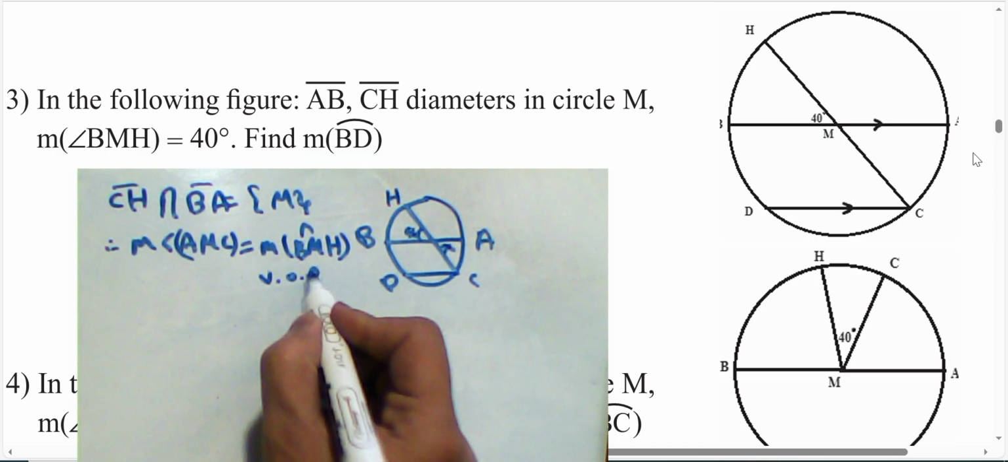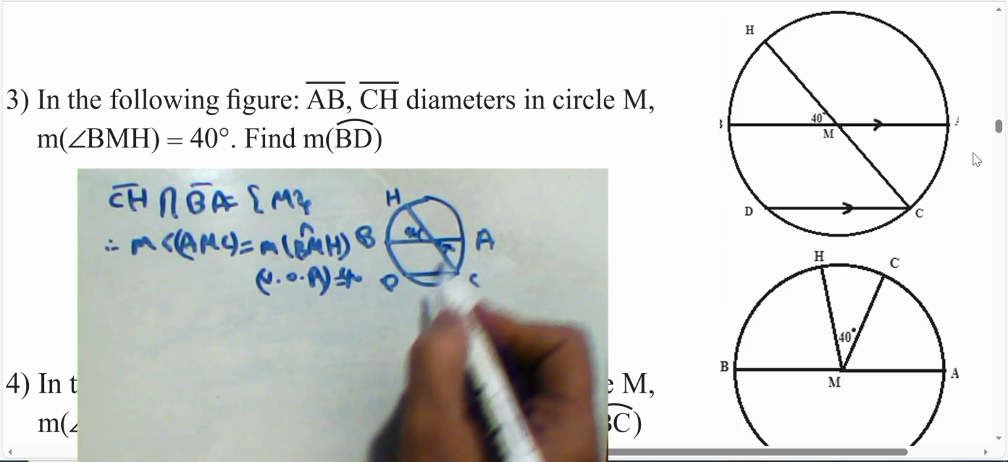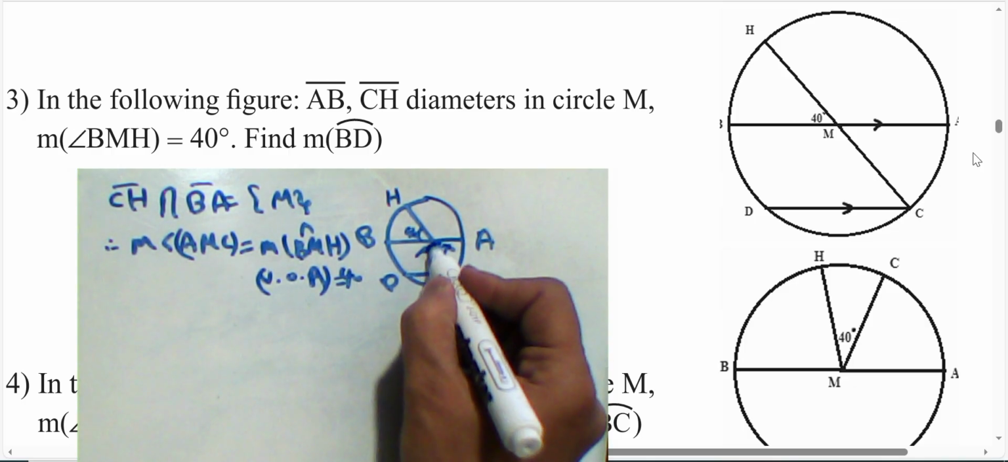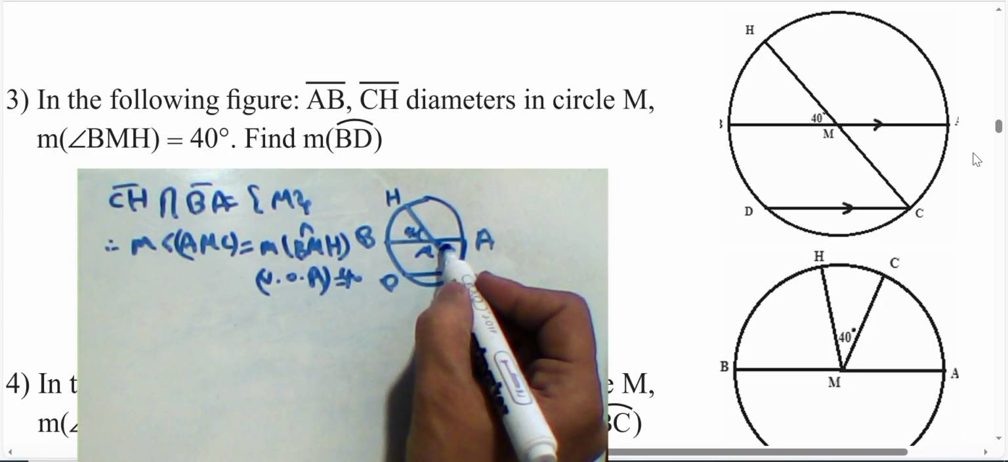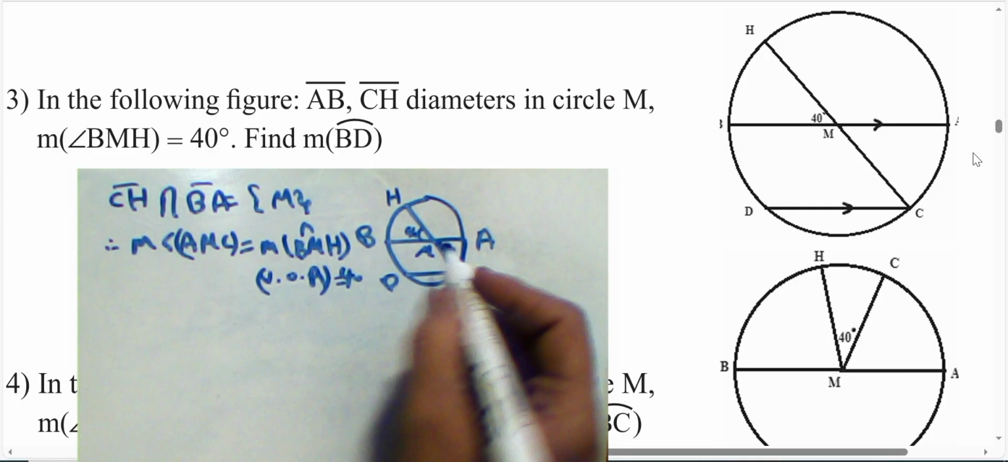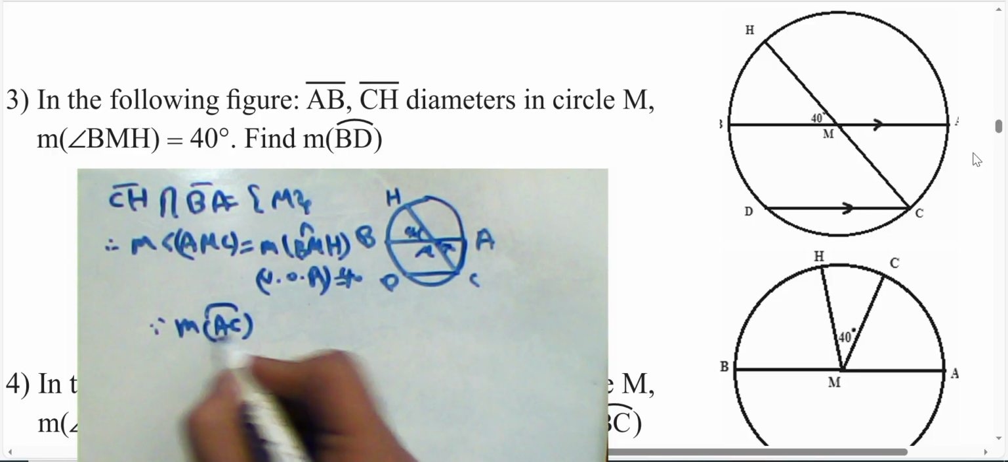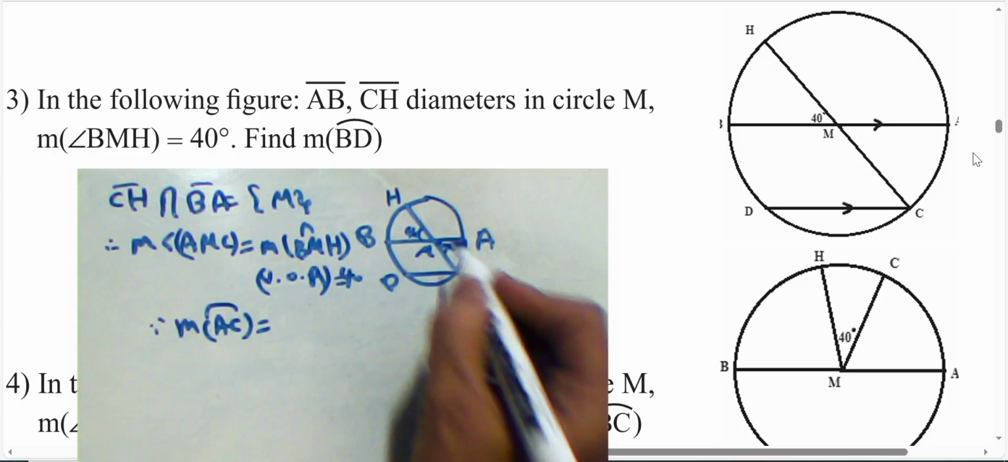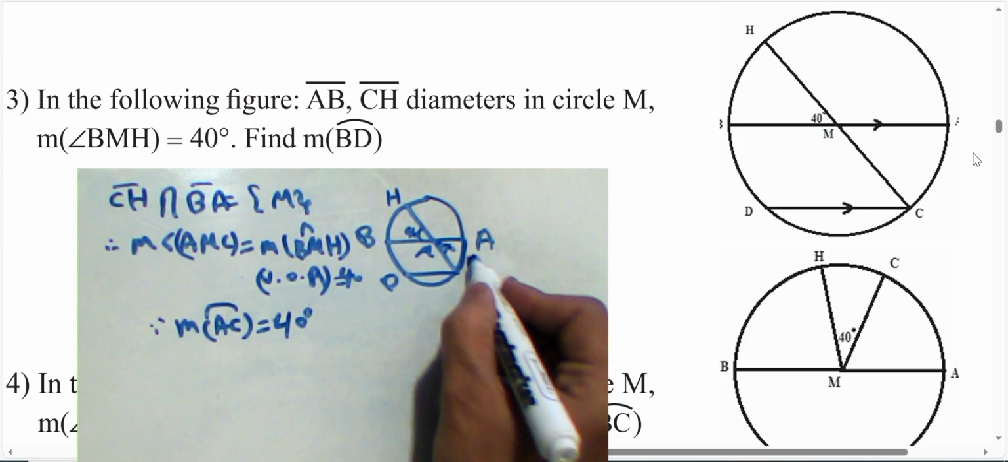Vertical opposite angles, understood? It will be 40 degrees. This angle is 40 degrees, and M is the center of the circle. This arc is opposite the center angle. Then the measure of arc EC will be equivalent to the measure of the center angle. It will be 40 degrees also. This arc will be 40 degrees.